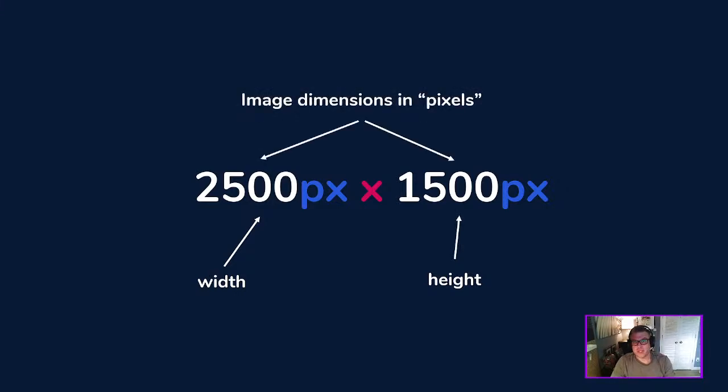Essentially, resolution, you can think of it as a measurement, just like a photograph. Instead of 4 inches by 6 inches, it is 2500 pixels by 1500 pixels. The first number is always the width, and the second number is always the height, and px means pixels, which is essentially dots on a screen.